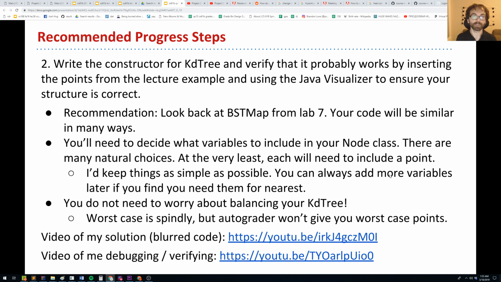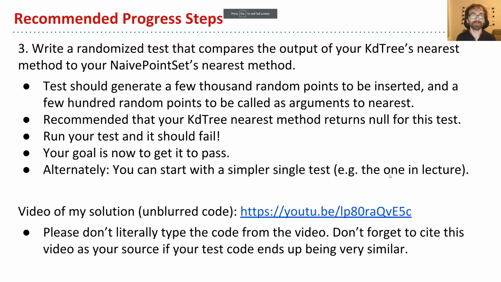Once you have the constructor for KdTree built and you think it works, you should then move on to writing the randomized test that compares your KdTree nearest method to the naive point set nearest method. We explain how this test should work, and basically you should generate a few thousand random points that are going to be in your trees, and then a few hundred random points to be used as arguments to nearest. We recommend that you actually write the test before you write nearest. So nearest should just return null for KdTree. You should run it, and it should fail, and your goal is now to get it to pass.